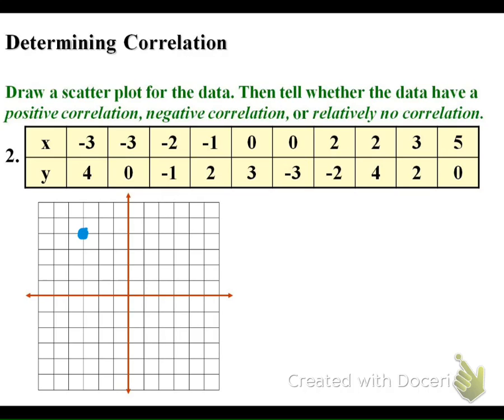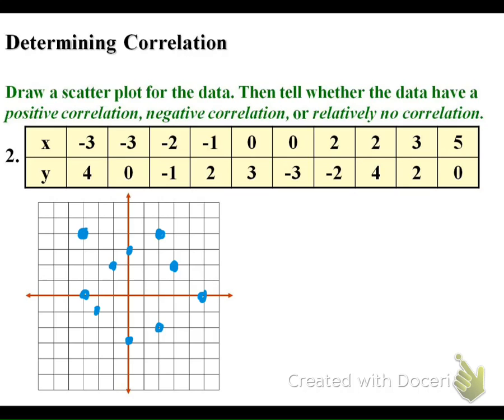Then I have -3, 0. -2, -1. -1, 2. 0, 3. 0, -3, 2, -2, 2, 4, 3, 2, and 5, 0. Okay.